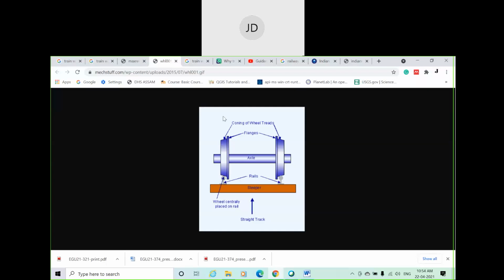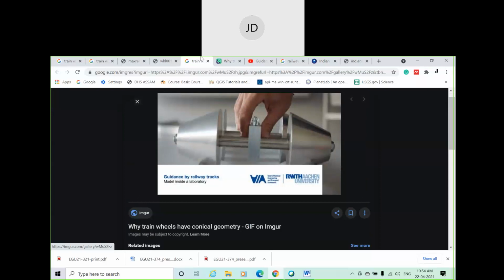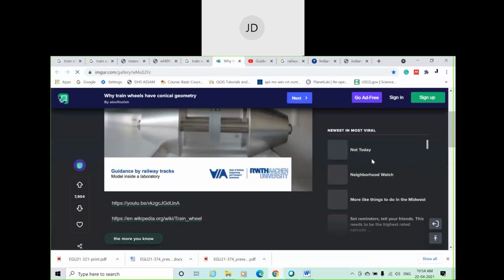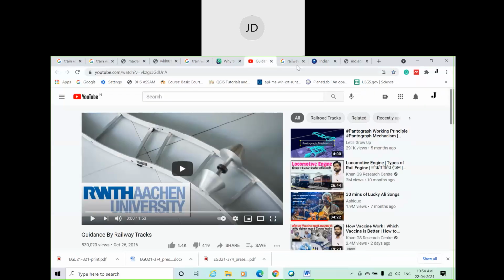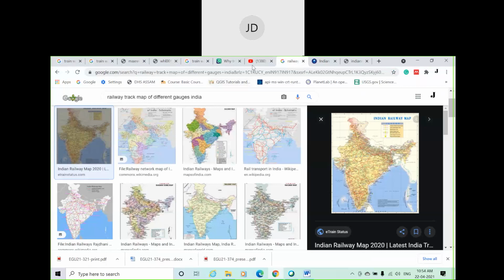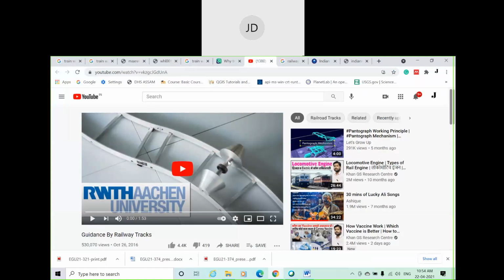In the coming classes, we are also going to discuss the coning of the wheel, and why railway wheels are made this way. This part is also known as the flank. Let me check if anything else is there. So we're also going to discuss about this.